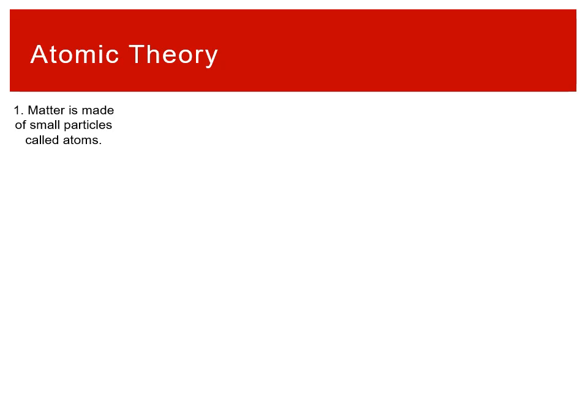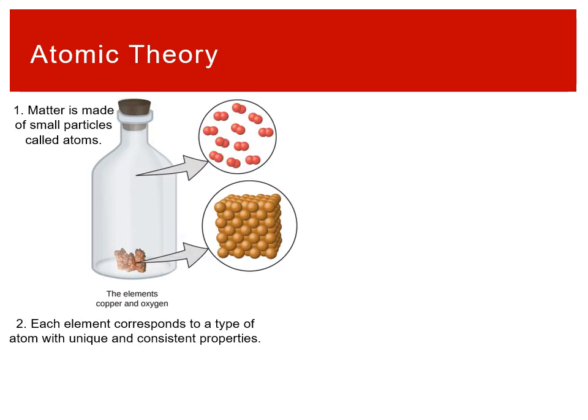Matter is made up of these small particles called atoms. So we have these really, really small particles, and they make up everything. We call them atoms. So what we're going to do is spend a little more time formalizing what that means, or what we think about atoms and what atoms are and what their properties are. So each element corresponds to a type of atom.